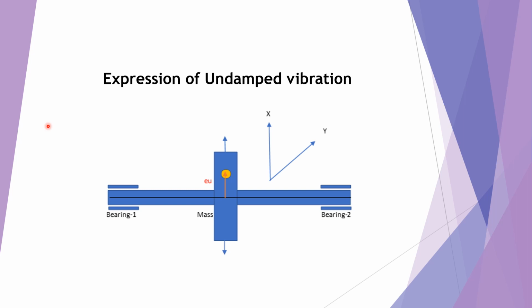This first section is the expression of undamped vibration, and this is a rotor. This bearing is considered rigid. That means bearing number 1 and 2 have no displacement, as well as the shaft at these two bearing locations has no displacement. Mass M is attached to the shaft at center, and eccentricity of rotor is eu, and the vibration in X and Y direction is shown, which is perpendicular to the axis of the shaft.